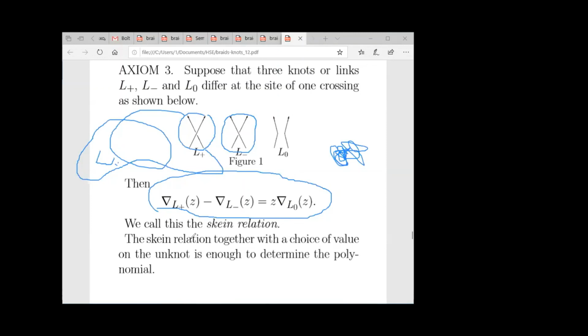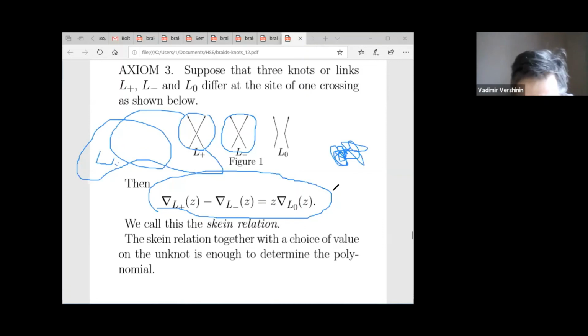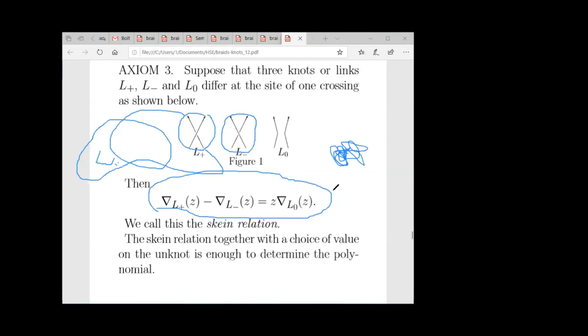So you mean that if we make all the crossings overcrossing, minus making all the crossings undercrossing, it equals z times the smoothing of all the crossings? No, no. Absolutely not. Au contraire. You change only one.